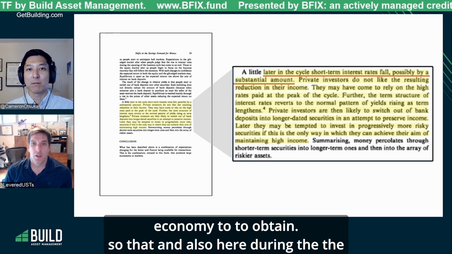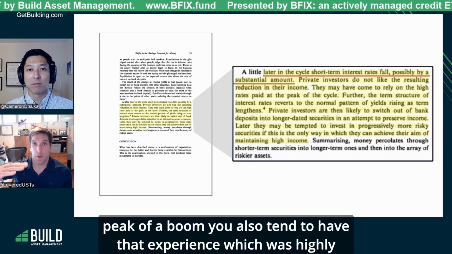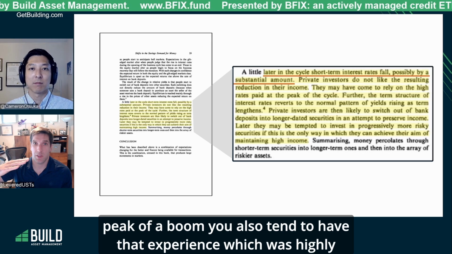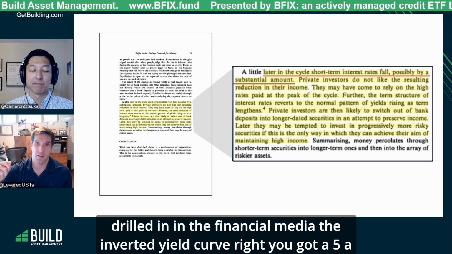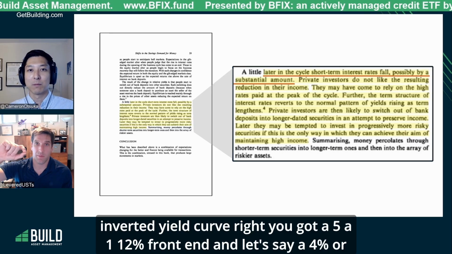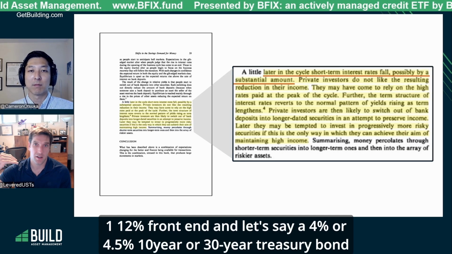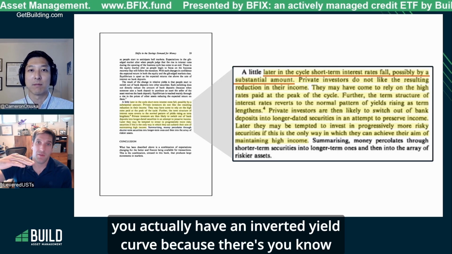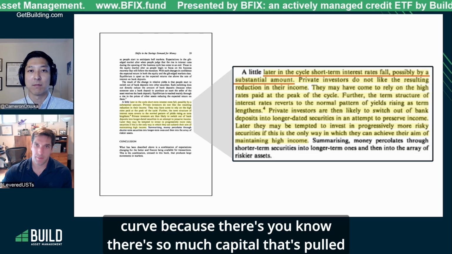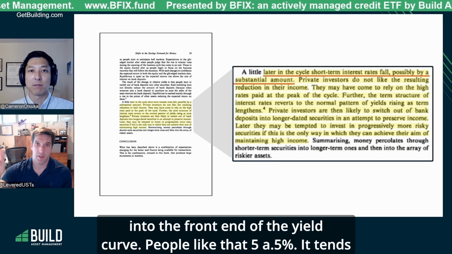So that, and also here during the peak of a boom, you also tend to have that experience, which was highly drilled in the financial media, the inverted yield curve, right? You got 5.5% front end, and let's say a 4% or 4.5% 10-year or 30-year Treasury bond. You actually have an inverted yield curve because there's so much capital that's pulled into the front end of the yield curve. People like that 5.5%.